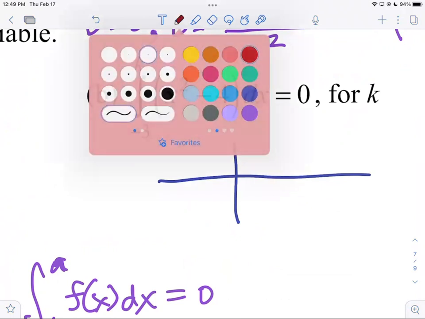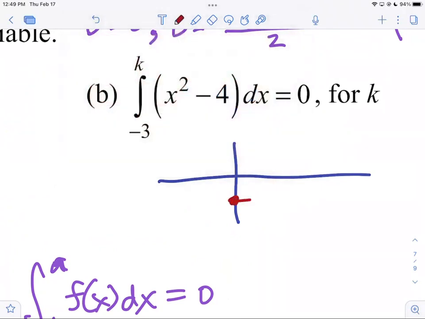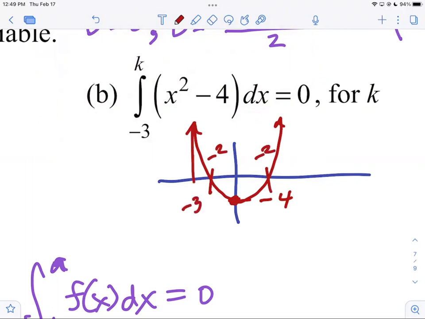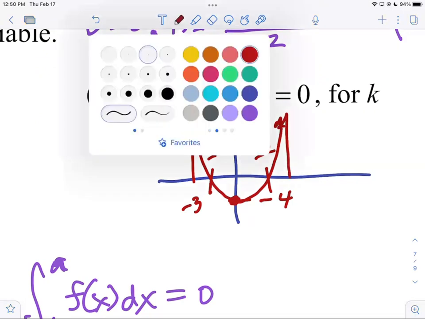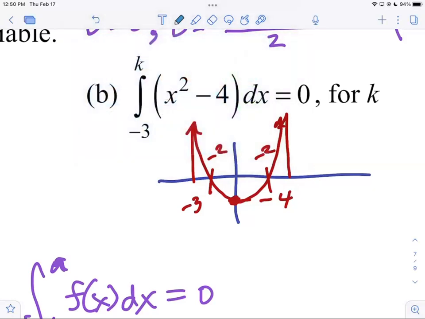I don't know. Let's look. X squared minus 4. Here's -4. Here's -2. Here's +2. Here's -3. Is this an odd function? Does it have origin symmetry? No, no. So does that work for even functions on symmetrical intervals? Not in general. So it might not be, but it still might, right?